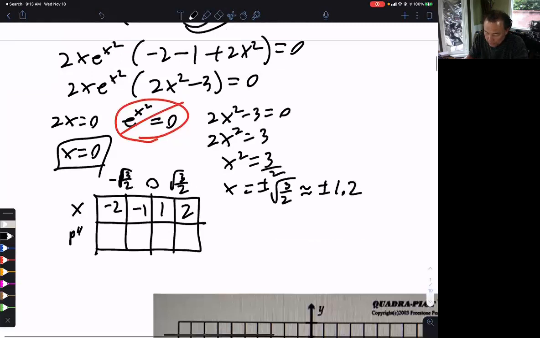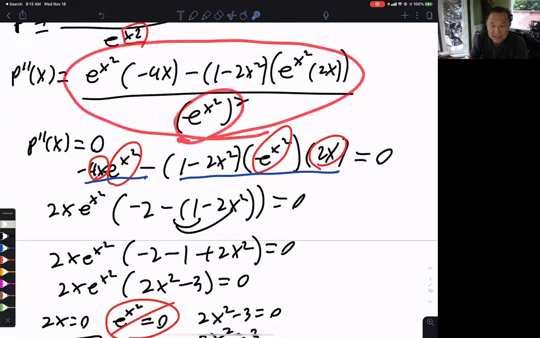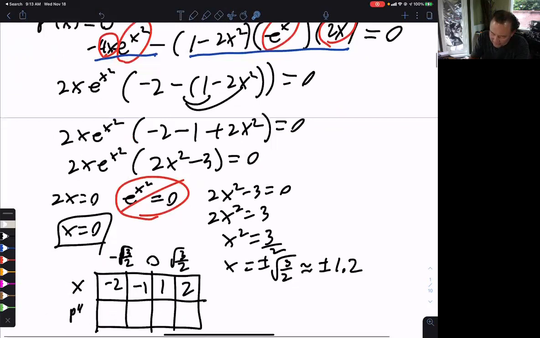Wow, where'd it go? This. But here's the good news. The bottom's always positive. So to figure out the sign, I can ignore the bottom. I'm going to look at the top only. And the top only is, I'll make it in orange. This is the top. We simplified the top to that.